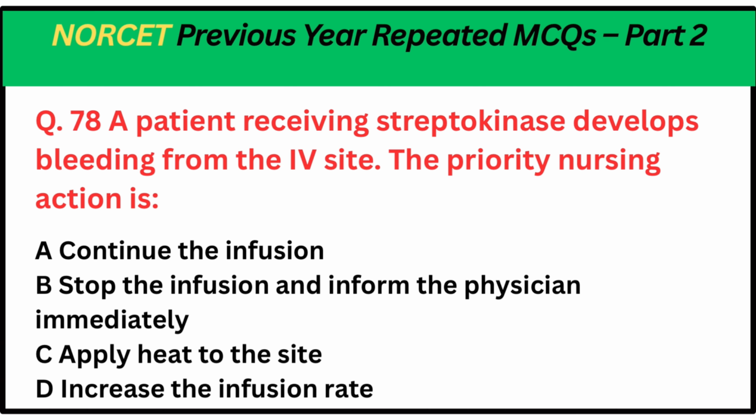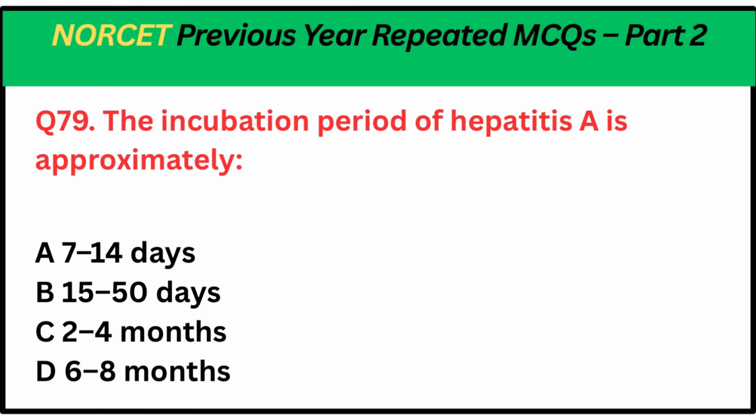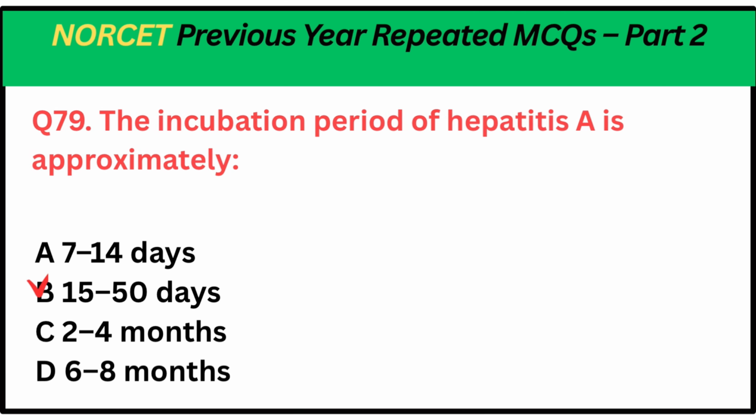A patient receiving streptokinase develops bleeding from the IV site. The priority nursing action is? Your correct option is option B, stop the infusion and inform the physician immediately. Question number 79. The incubation period of hepatitis A is approximately? Your correct option is option B, 15 to 50 days.